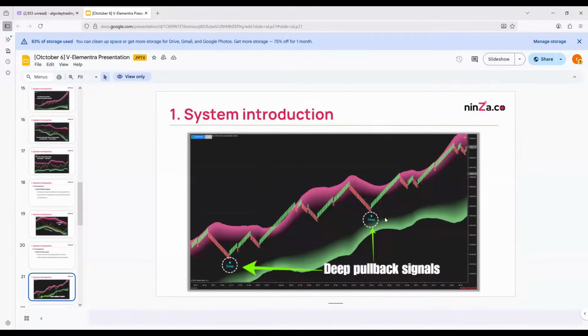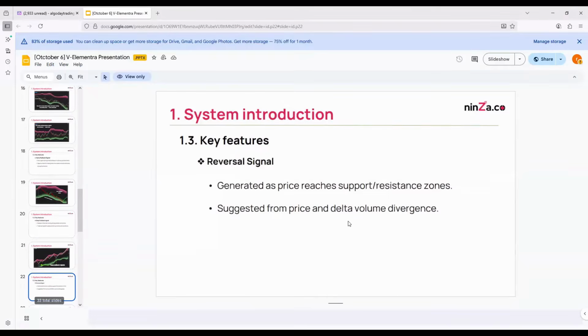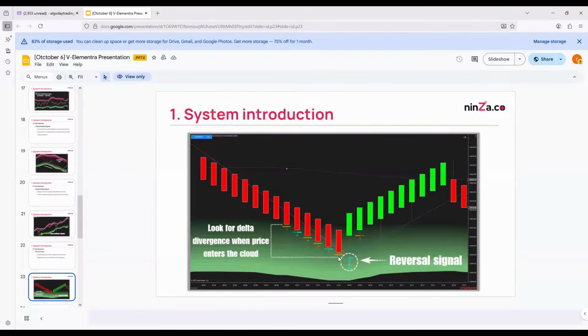And here they are. That's a kind of pullback that goes to the moving average or even beyond the moving average toward the support, the dynamic support area. Here is the reversal. So the reversal is when there is an actual move into the support or resistance area and then a reversal bar.